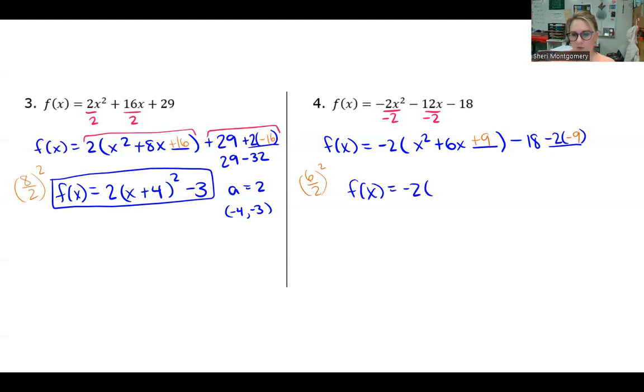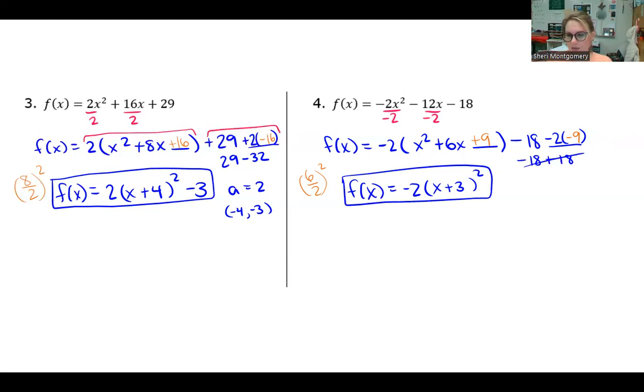So I get negative 2 in front of my parentheses. I can put my x in there. I can square my parentheses. To figure out what goes here, I just half my middle number. So half of positive 6 is positive 3. Over here, I have negative 2 times negative 9. So I have negative 18 plus 18. What is that? So that goes away. It's like plus 0. So I'm done.